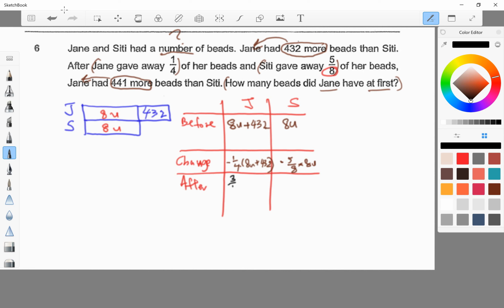So we'll be wondering, what is 3/4 of 8 units plus 432? All you need to do is to multiply, to key them into a calculator. So 3/4 times 8 units, if you multiply that, it's actually 6 units. Whereas 3/4 of 432, if I were to key it into the calculator now, 3/4 times 432, this will give me 324.